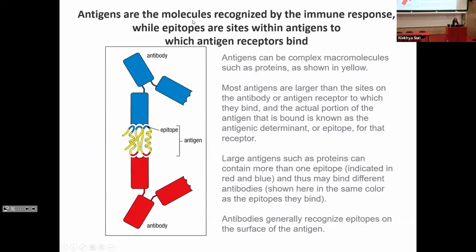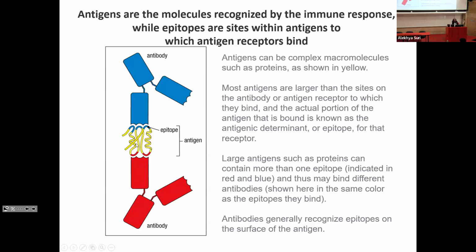So I keep saying antigens. What are antigens? These are the molecules that are recognized by the immune response. Within these antigens, there are epitopes which actually bind to the receptors. Antigens can be complex macromolecules such as proteins, shown here. So this is a large antigen, and it has these epitopes. This epitope 1 here can bind to antibody 1, and this epitope here in red can bind to another antibody in red. And so large antigens will have many different epitopes that can bind to many different antibodies. Okay.